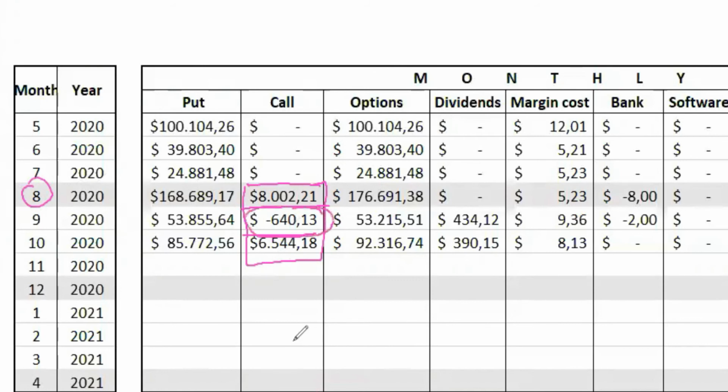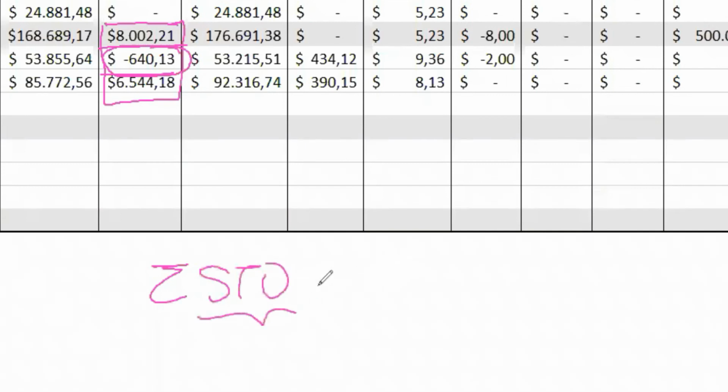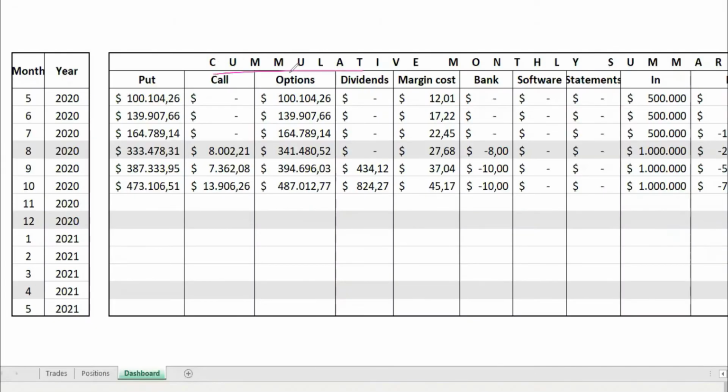Why would this be negative? Because the sell to open, if we add up all the premiums that we got minus all the premiums that we paid to buy to close, was negative. This table is showing us the cumulative monthly summary. Therefore, month 1 is exactly the same, obviously, in both cases.